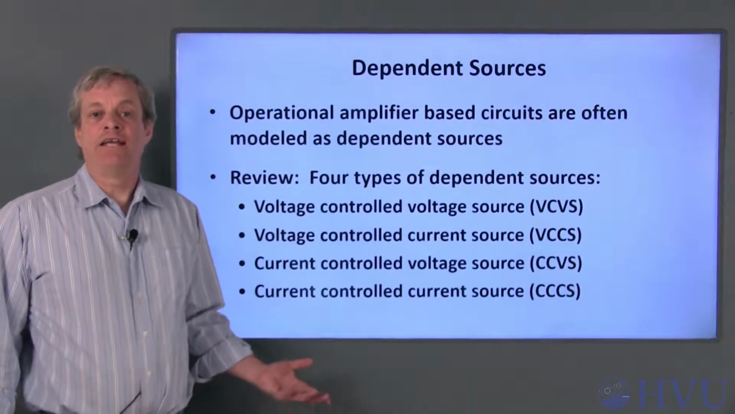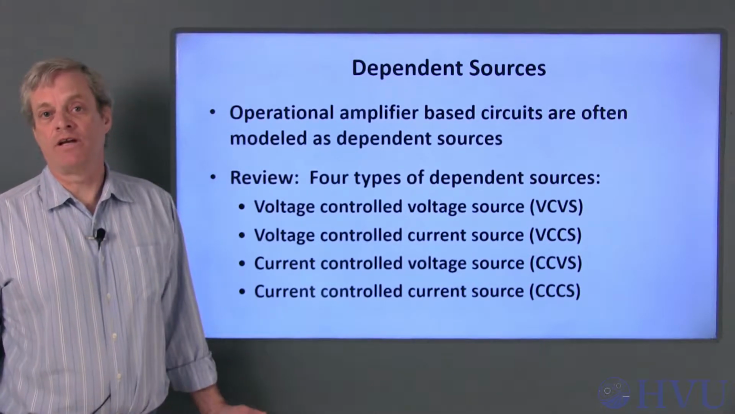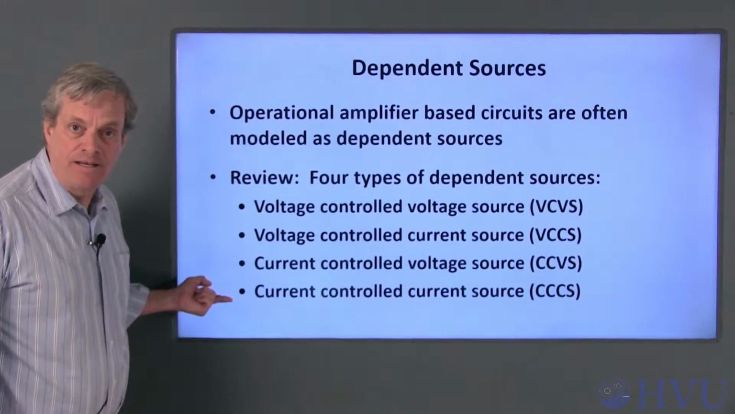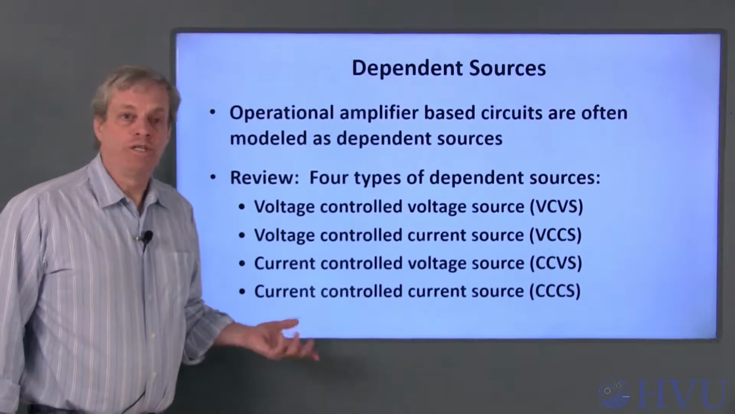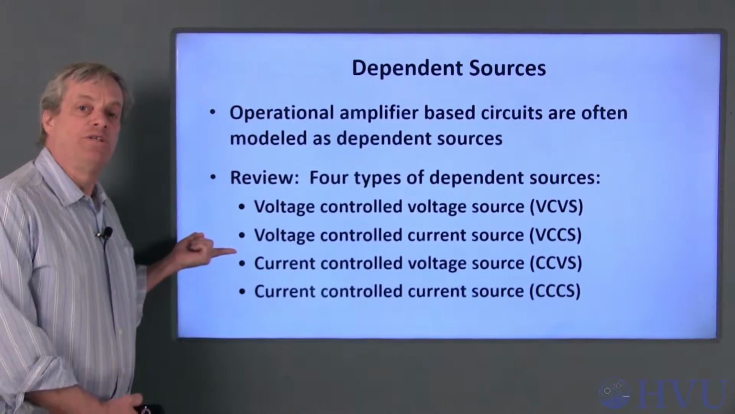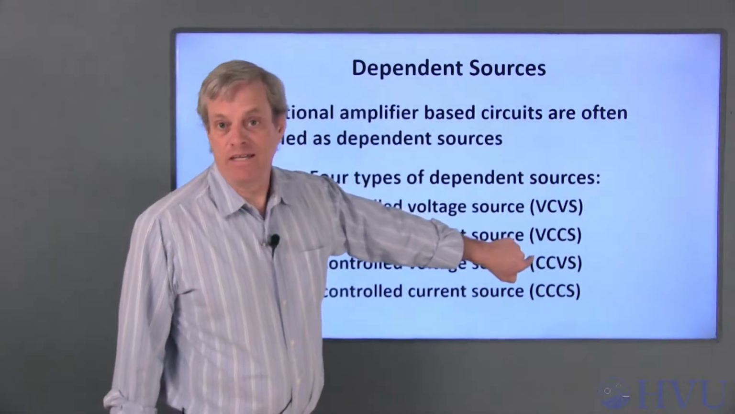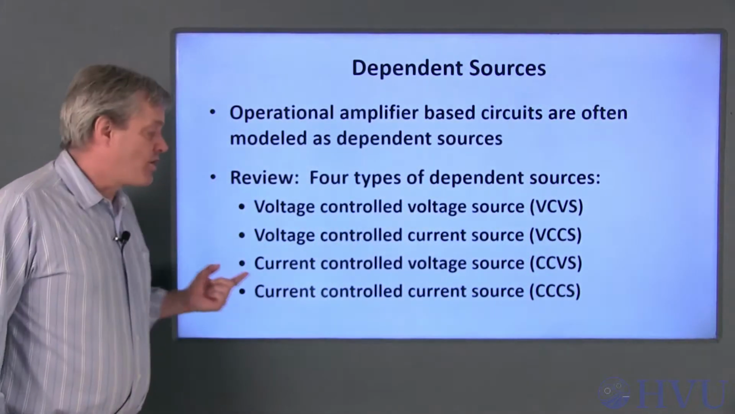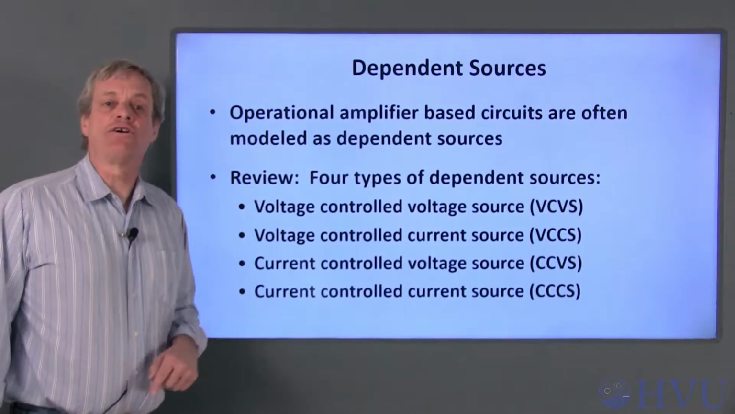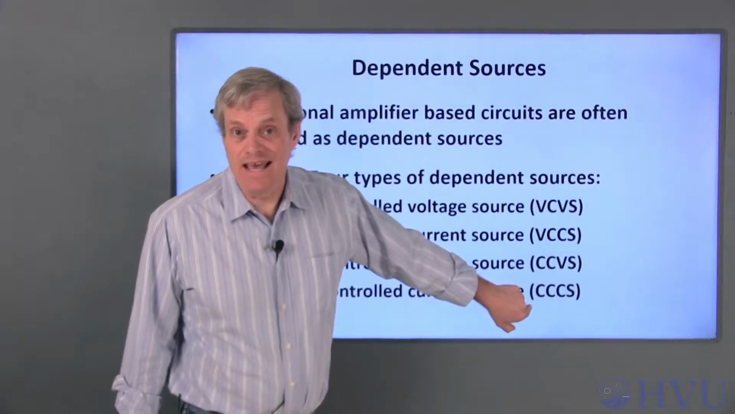Dependent sources can provide either voltage or current to a circuit, and that voltage or current can be controlled by either a voltage or a current elsewhere in the circuit. That means there are four possible types of dependent sources. Voltage-controlled voltage and current sources provide a voltage or current that depends on a voltage elsewhere in the circuit. These sources are commonly abbreviated as VCVS and VCCS, respectively. Current-controlled voltage and current sources provide voltage or current that depends on a current elsewhere in the circuit. These are abbreviated as CCVS and CCCS.